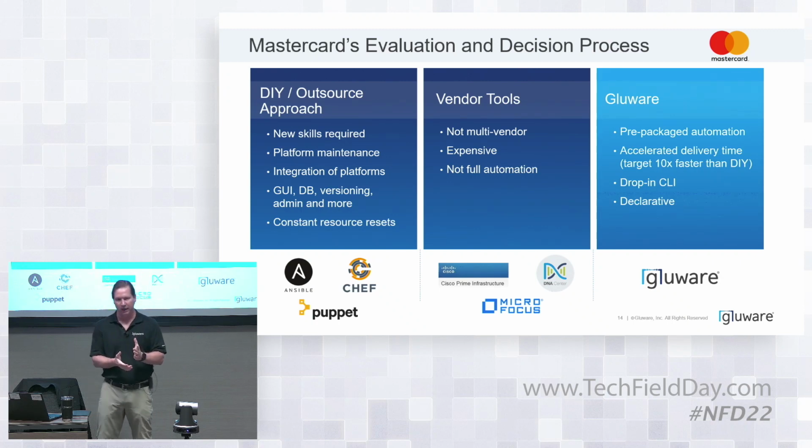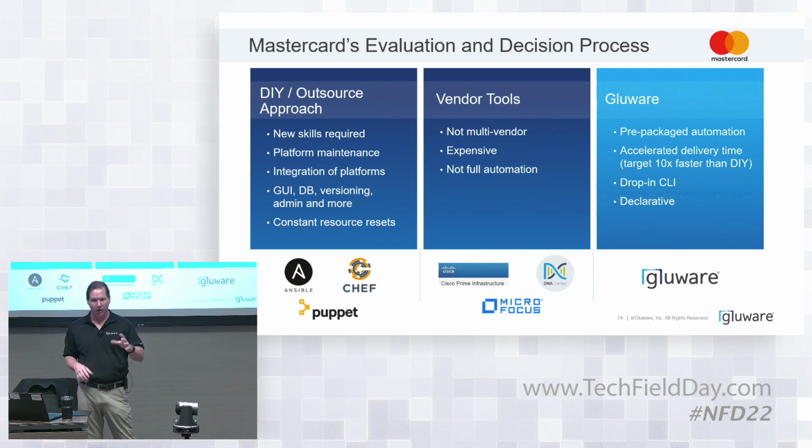The vendor tools they looked at were just not there. They had some existing ones, they were evaluating new ones, and ultimately they were not there. Gluware had prepackaged automation, and we accelerated their time. Enabling them to onboard their existing config was a huge one, and the fact that we were declarative.